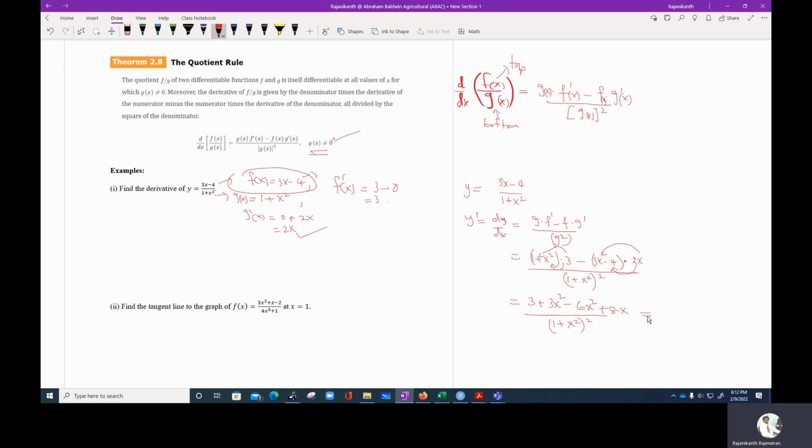So if you simplify further, let us combine all the x squared terms, which is going to be negative 3x squared, then the x term, then I'm writing the constant. So this all over 1 plus x squared, whole thing squared. Okay, so this is the simplified version of your answer. It is always better to simplify.